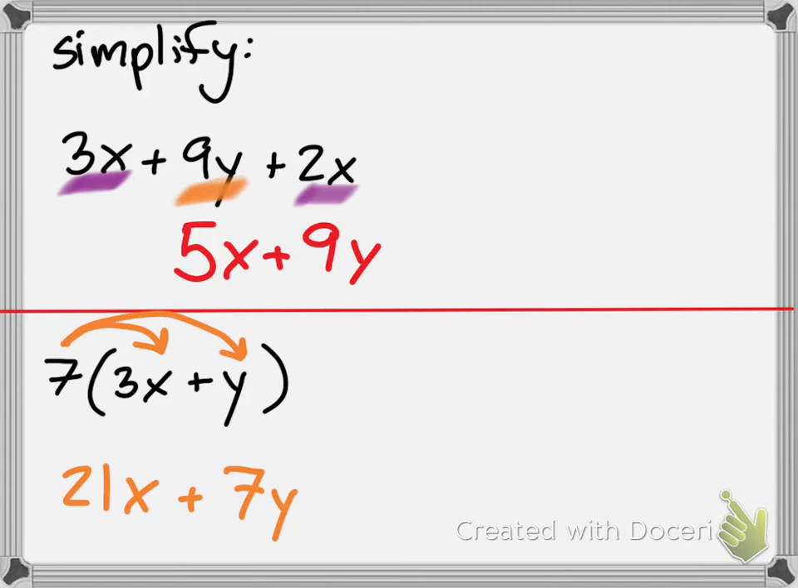A lot of you guys are doing this. You'll get 21x plus y. You are forgetting you must multiply both of the inside numbers. Both of the inside numbers. Remember how I told you that math is fair? Your parents may not be, but math is fair.